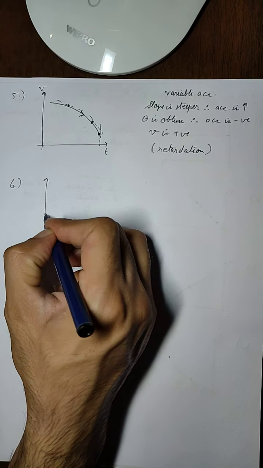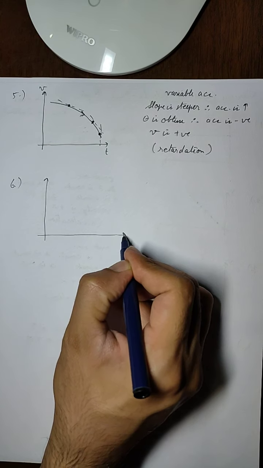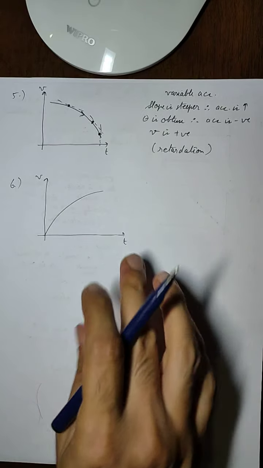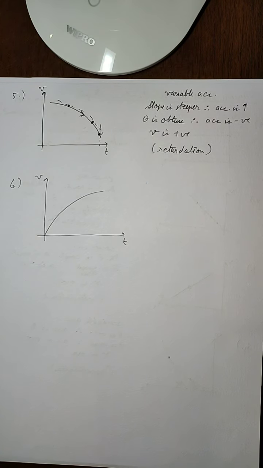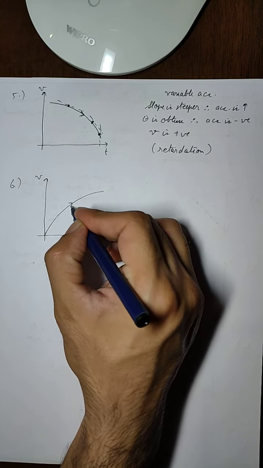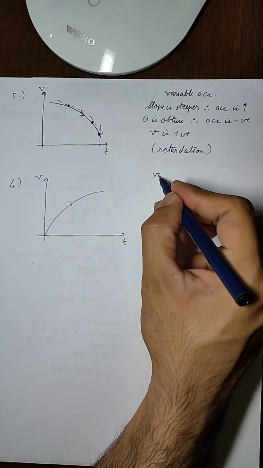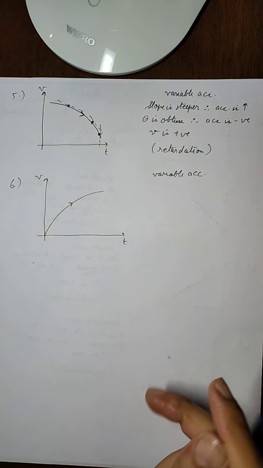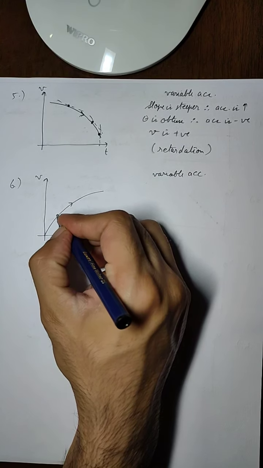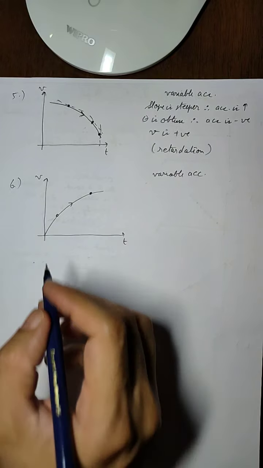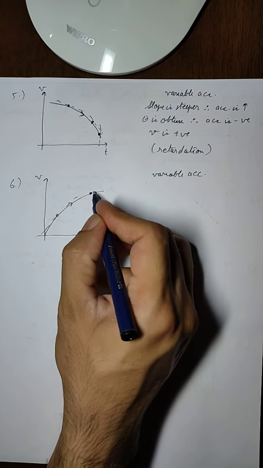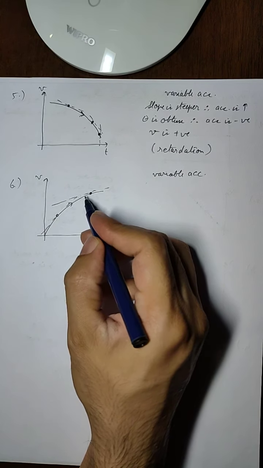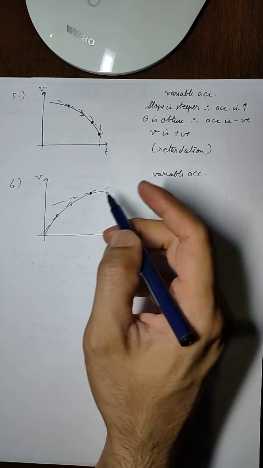Similarly, if we do another graph like this, now this is also a case of variable acceleration. As we can see, it is not a straight line, it is a variable acceleration. And if we take any 2 points at two different times and make slopes, then we can see that as we are moving up, the slope is becoming less steep.